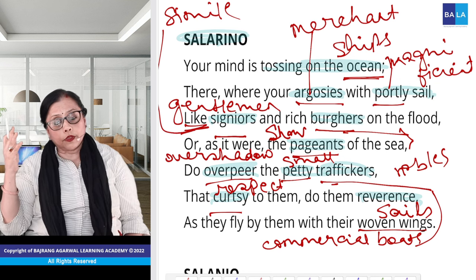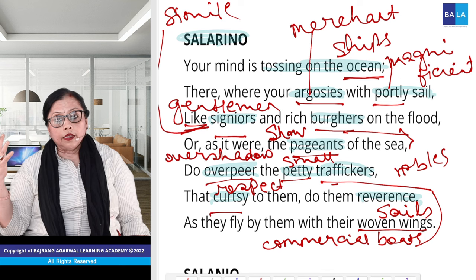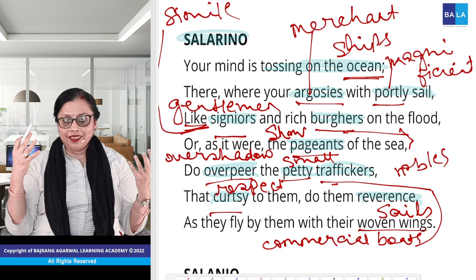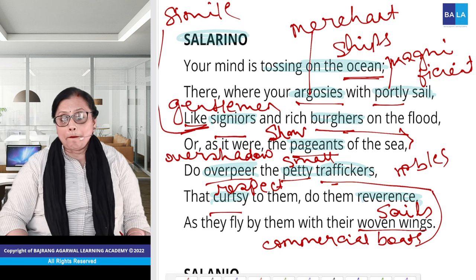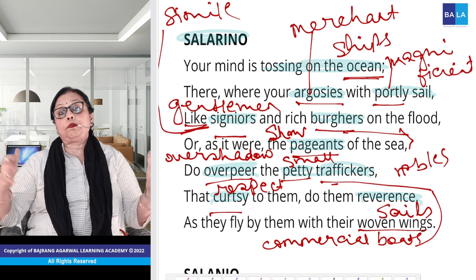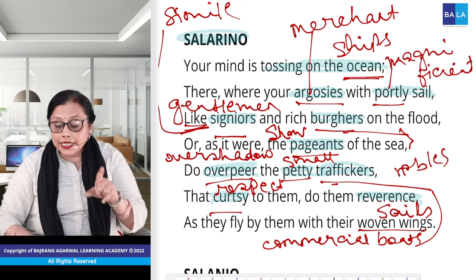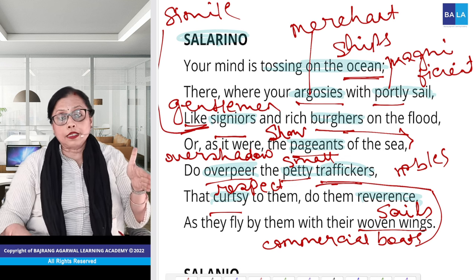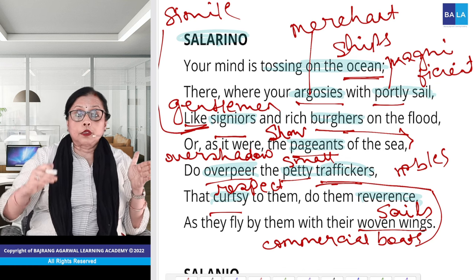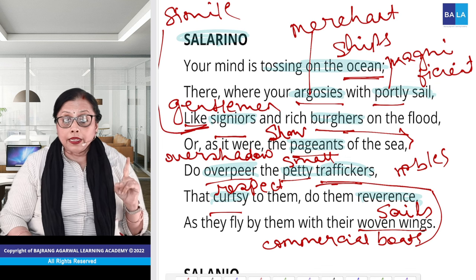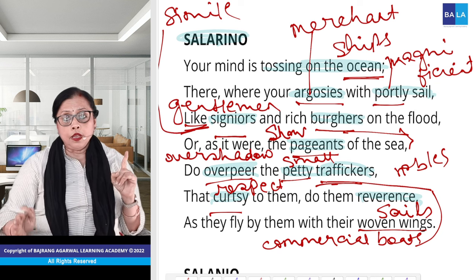Your mind is only thinking about your ships, your merchant ships, with their portly and magnificent sails, sailing on the sea. They look like the rich gentlemen and respected nobles of Venice. They are the show, the display of the sea, the exhibit of the sea. And as the small, petty, traffickers' commercial boats pass by the big ships, they are overshadowed by the big ships, paying them respect, paying them reverence, as these big ships speed past them with their portly sails.